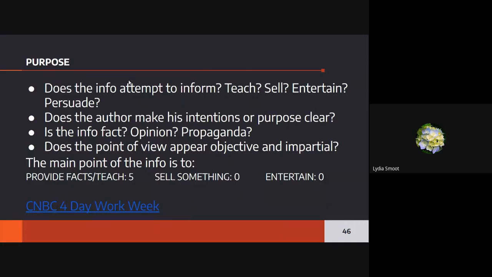The purpose: do they attempt to inform, teach, sell, entertain, or persuade? For our purposes, the best ones are to inform, to teach, and at times persuade. To sell or to entertain, we do not need for our sources. My background story for this is when I first got a cat, I was really worried about taking care of her. So I tried to do some research and found an article titled How Litter is Killing Household Cats.